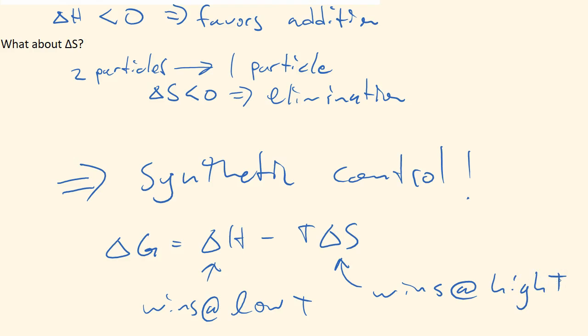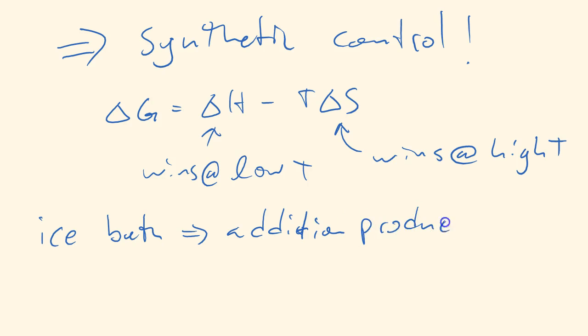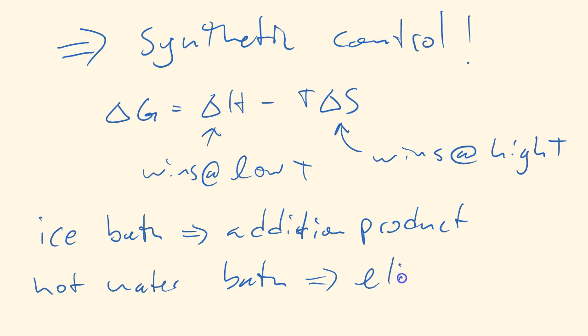Now we can easily manipulate temperature in a laboratory setting. Use an ice bath for low temperatures. Use a hot water bath for high temperatures. So, if you use an ice bath, you're going to get the addition products. If you use a hot water bath, you'll get the elimination products.